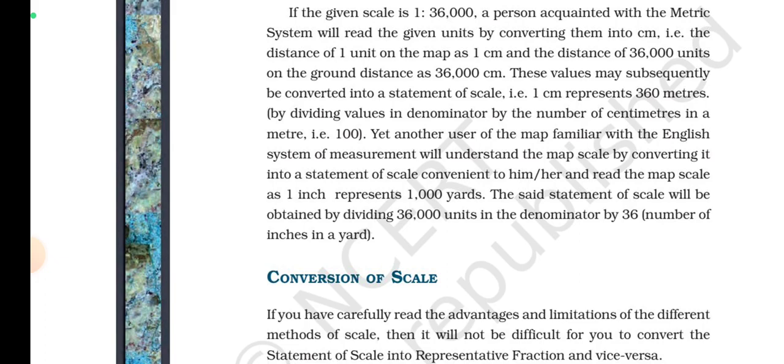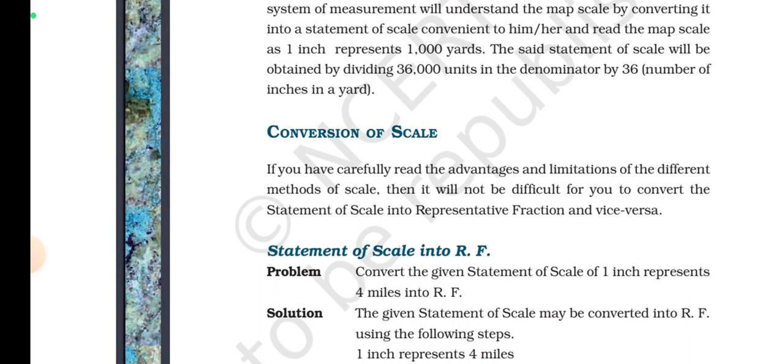Yet another user of the map familiar with the English system of measurement will understand the map scale by converting it into a statement of scale convenient to him or her and read the map scale as 1 inch represents 1000 yards. So this statement of scale will be obtained by dividing 36,000 units in the denominator by 36, the number of inches in a yard. Simply, conversion of scale.